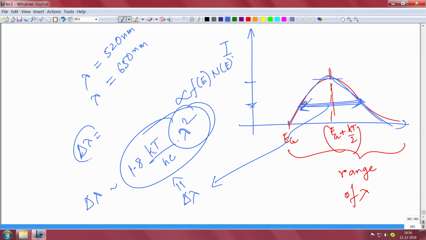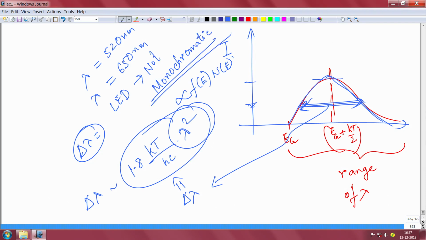So this spread has to be there, which means LED does not emit exactly at one wavelength, which means this light emission is not monochromatic. Monochromatic means emission only at one wavelength. Your light emission from this kind of device, a PN junction LED, is not monochromatic, it has a spread of wavelength, and that spread is given by delta lambda, which is very small, maybe few tens of nanometer, maybe 20, 30, 40 nanometer.